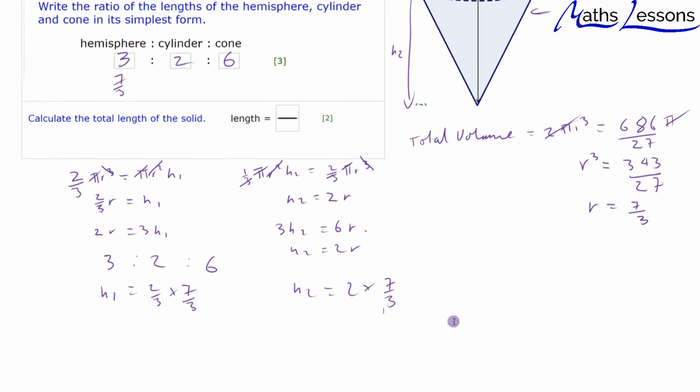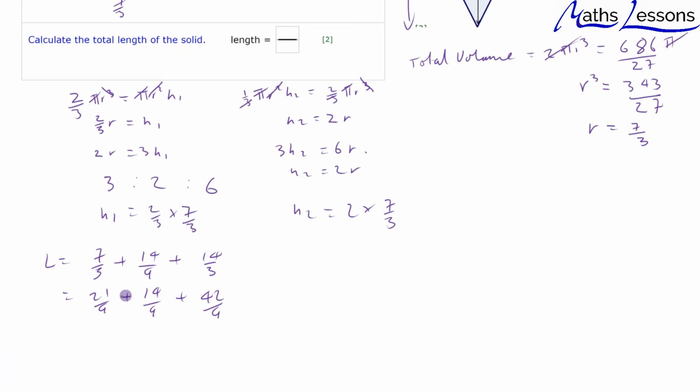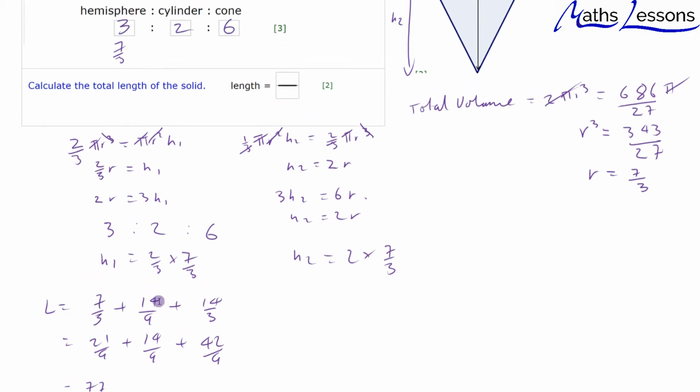So what we've got is our total length. We've got 7/3 of the radius plus 14/9 plus 14/3. So let's make these all into ninths. So that's going to be 21/9 plus 14/9 plus 42/9. Add those all up and I get 77/9 as my total length.